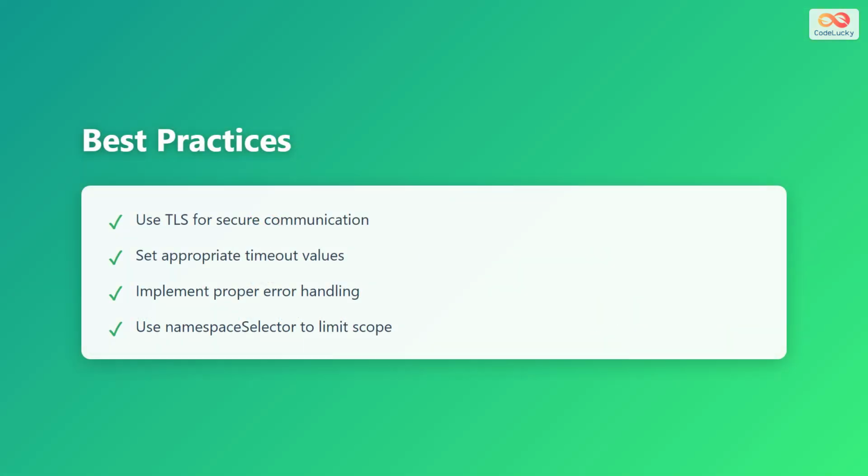When implementing validating webhooks, follow these best practices for reliability and security. Always use TLS for secure communication between Kubernetes and your webhook server, protecting against man-in-the-middle attacks. Set appropriate timeout values that balance thoroughness with performance, typically between 5 and 10 seconds. Implement proper error handling in your webhook server to provide clear, actionable feedback when requests are denied. Use namespaceSelector to limit the scope of your webhook, avoiding unnecessary overhead by only validating resources in specific namespaces. This also prevents potential issues where the webhook might interfere with system namespaces or its own deployment.